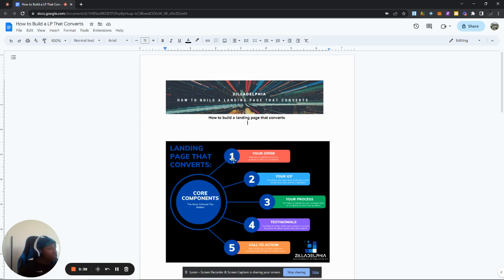So these are essentially five core components of a landing page that will more than likely increase your conversion. If you're currently having problems generating sales or booking more clients, it's more than likely because you're lacking in one of these five areas. So let's just get right into it.